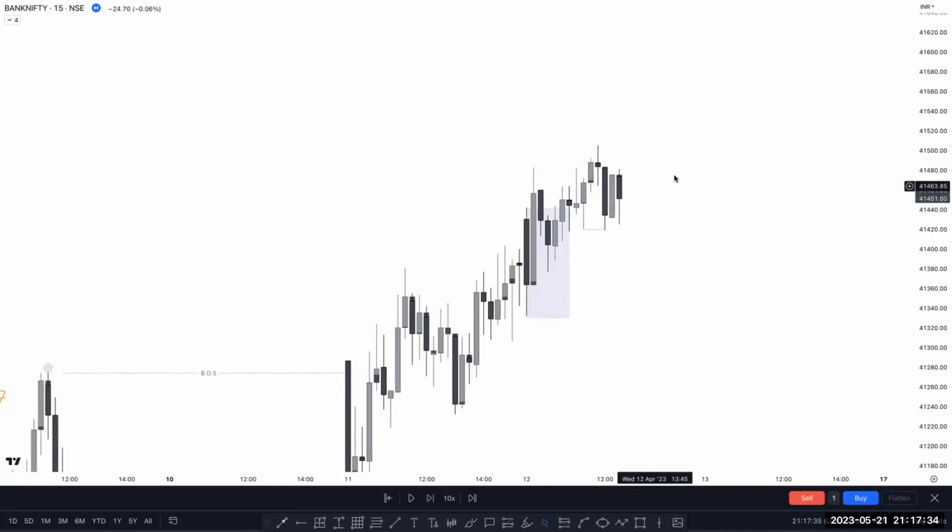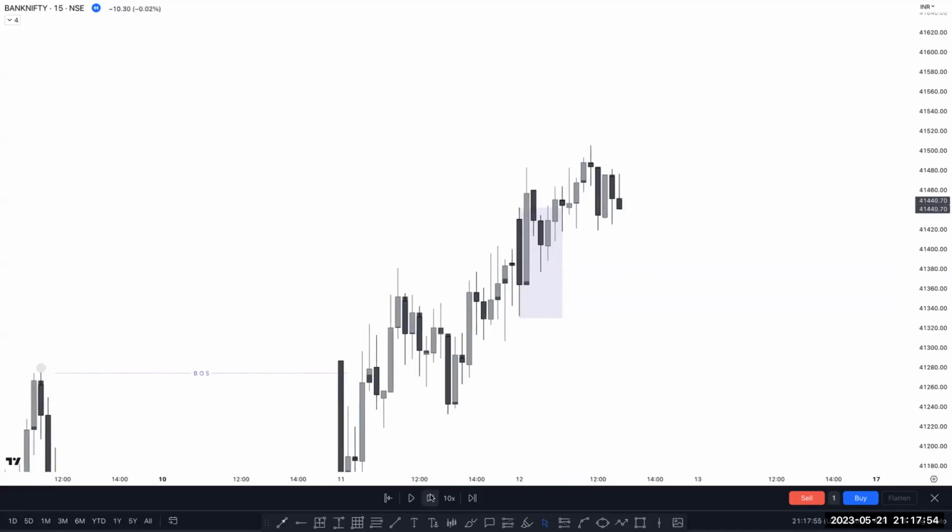This is a pullback. And then mark this high. No, this is not, because this is an internal move between this candle high and low. So you have to wait for it.